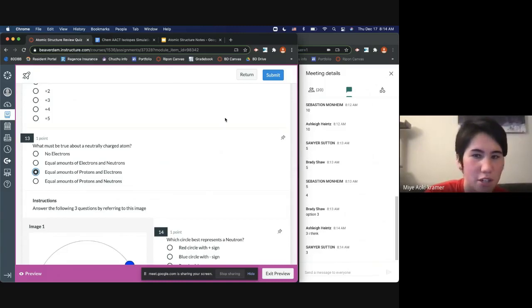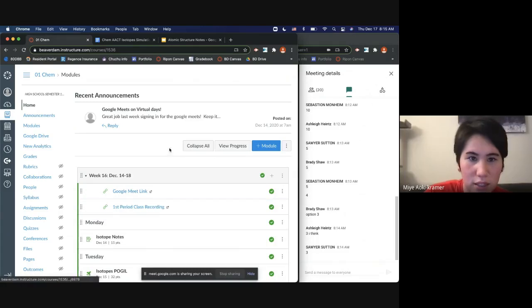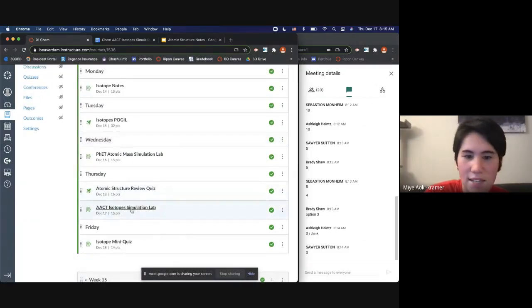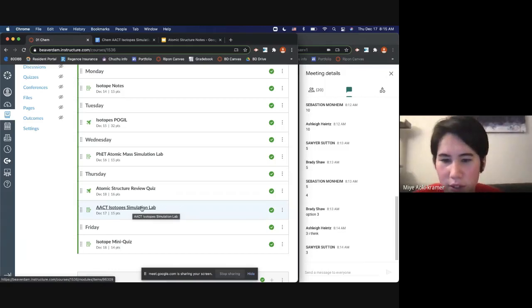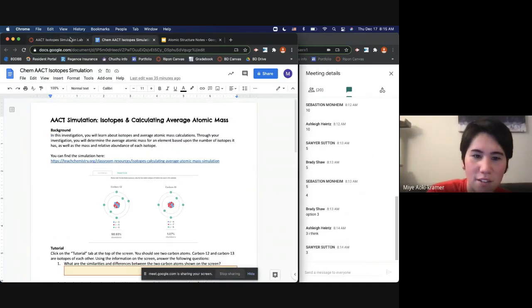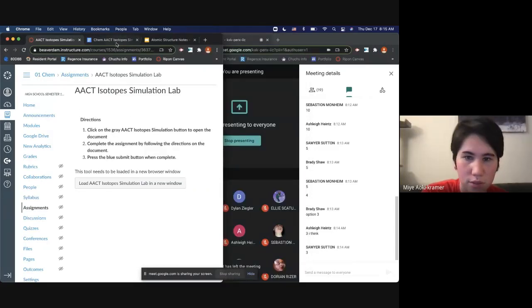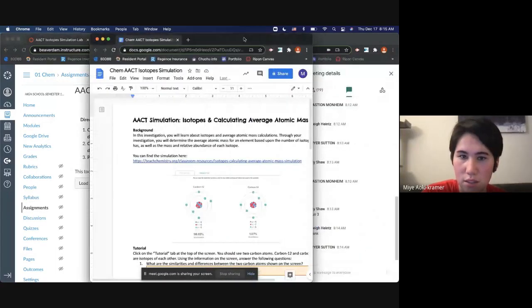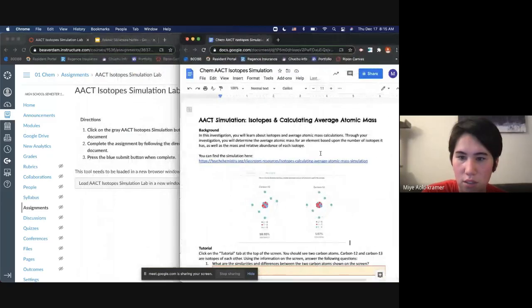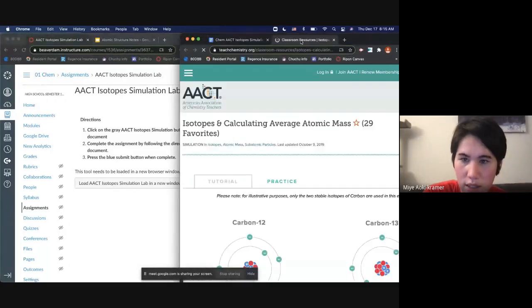We are going to switch gears and start on our next activity, which is our AACT isotope simulation lab. So go ahead and open this up. If you want, you can just open the worksheet, and I'll have the lab open on my computer so that we can work through it together. And we are going to open this link.